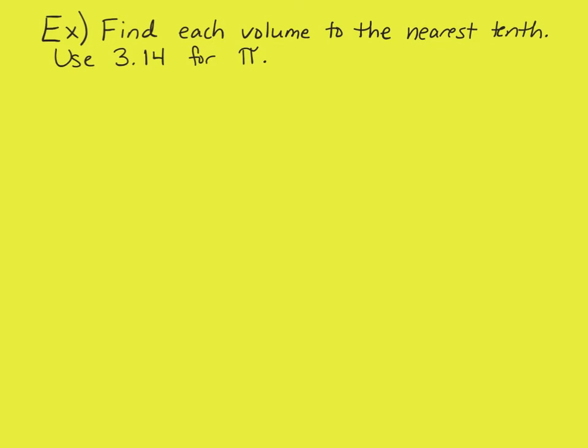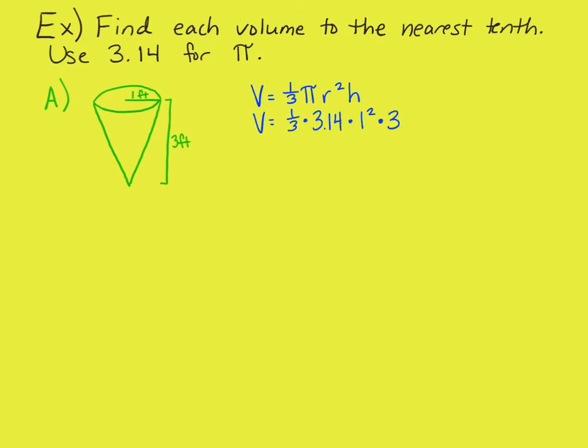Find each volume to the nearest tenth. Use 3.14 for pi. Part A, we're given a cone. It has a radius of 1 foot and a height of 3 feet. So we begin with our formula. Plug in the values that you know. And notice that there is an exponent, so we're going to go ahead and simplify that, but 1 squared is still just 1. Then multiply, and we get that the volume is equal to 3.14, which rounds to 3.1, and we're dealing with cubic feet since we're dealing with volume.